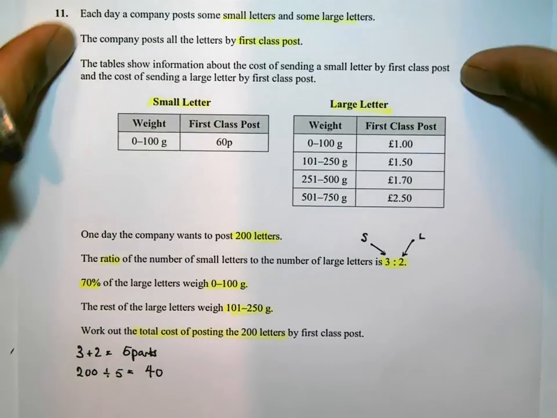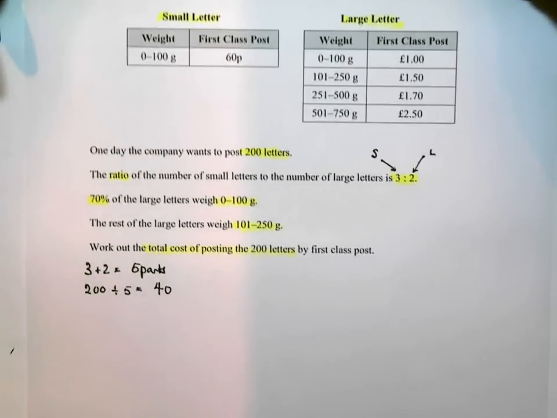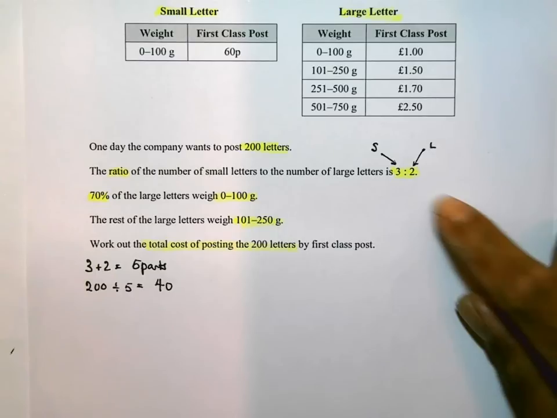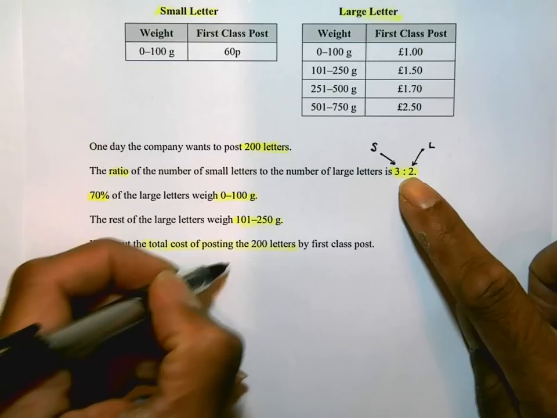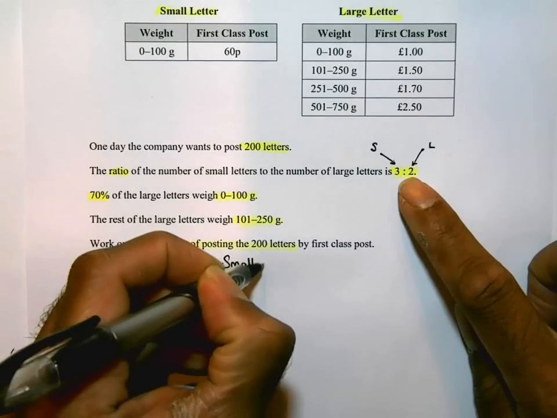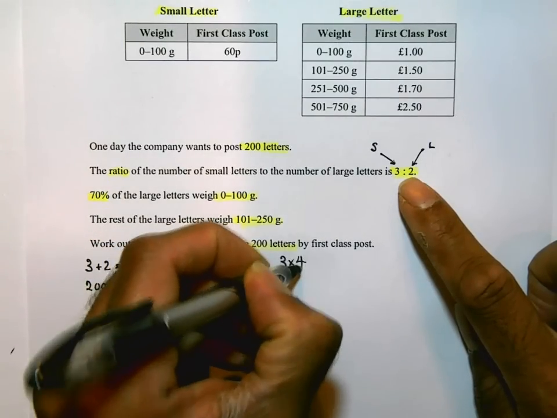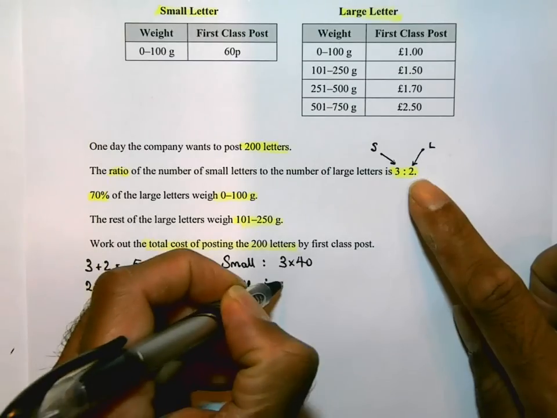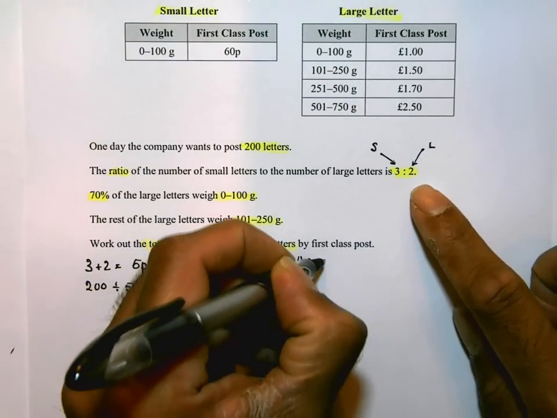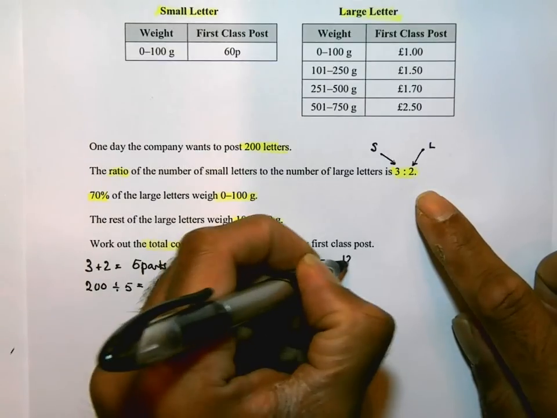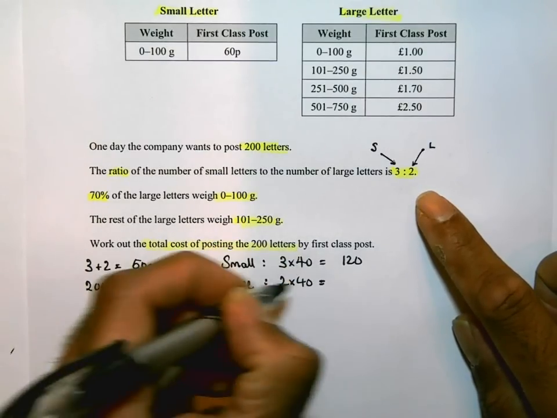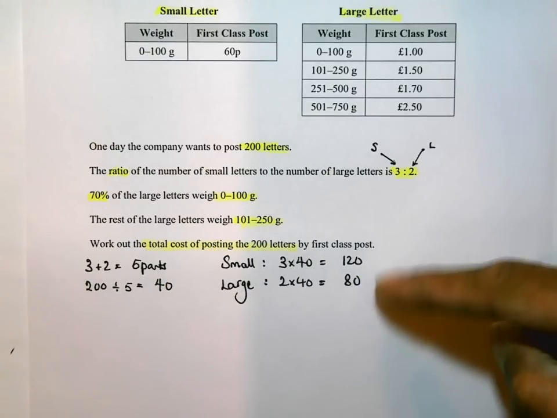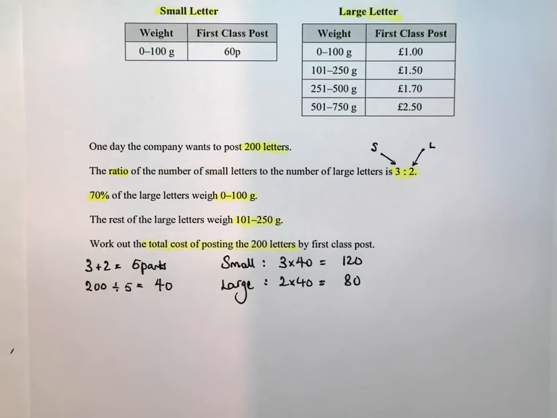So if I just move this up, each part is going to be worth 40. What that tells me is, for small letters, that's 3 parts. So small letters is going to be 3 lots of 40, and the number of large letters is going to be 2 lots of 40. So for small letters I have 120 small letters, and for large letters I have 80 large letters. And just checking, just doing this by visual, 120 add 80 is 200, so I know so far I'm correct.